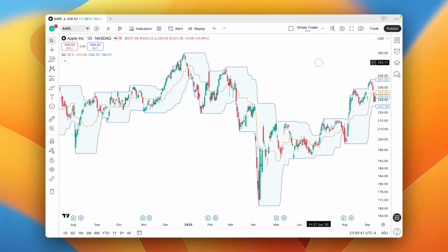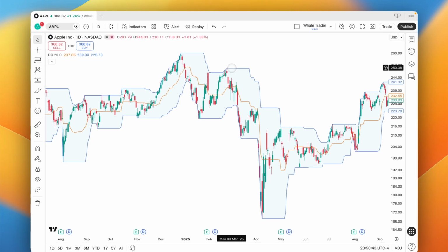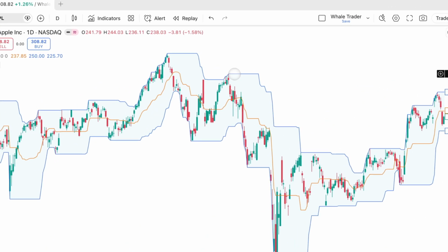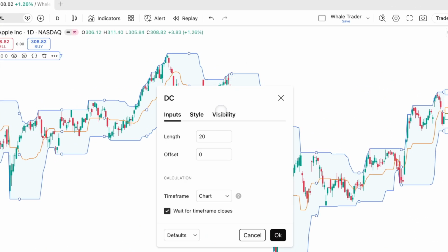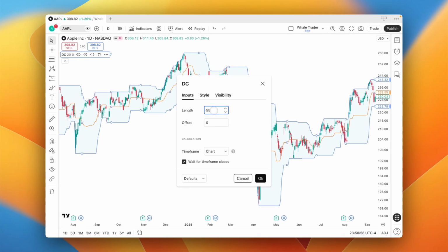Let's head over to settings to see what they are right now. Simply hover over the line and then double click. You'll see the length is 20 right now, but for shorter term breakouts, it's recommended to use 10, and for longer term trend confirmations, 55.